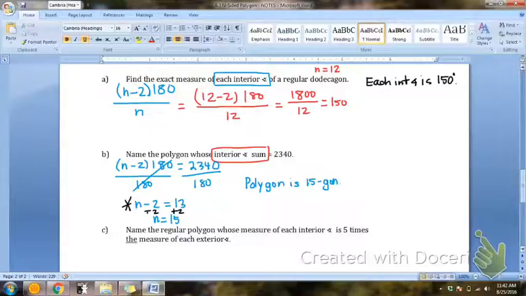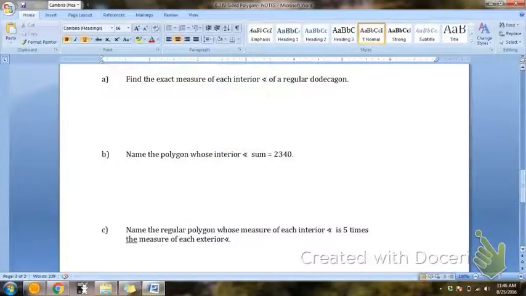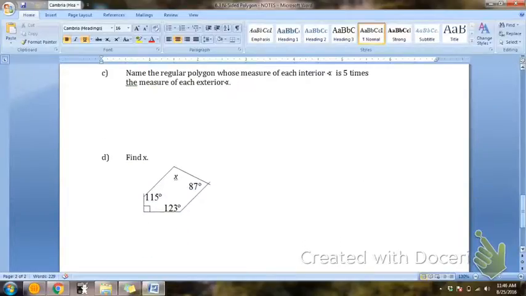Okay. Letter C is a little bit more confusing, maybe a little bit longer. It says, name the regular polygon. Okay, so now I have to figure out what n is. Name the regular polygon whose measure of each interior angle is 5 times the measure of the exterior angle. Whew. Okay, so let's talk about this.